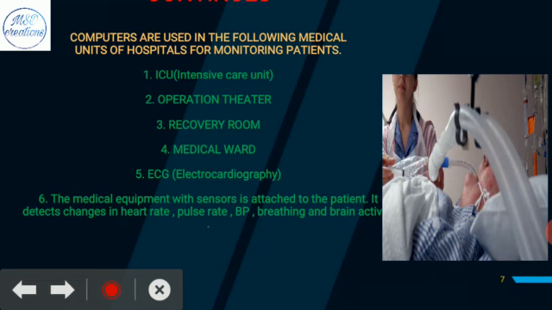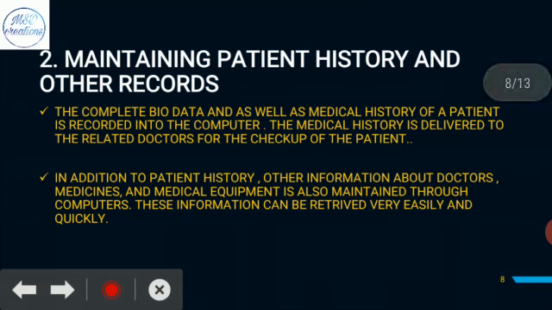Also, medical equipment with sensors is attached to the patient. It detects changes in heart rate, pulse rate, BP, breathing and brain activity. If a person is suffering from a heart problem, a sensor is attached to the patient which detects the heartbeat and provides it to the doctors. In this way it helps doctors a lot.